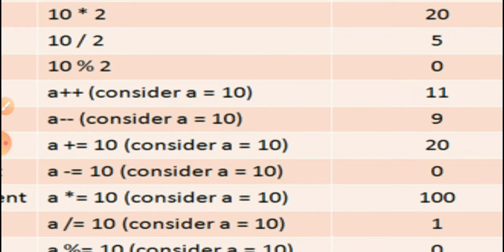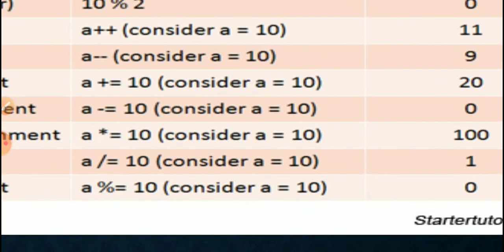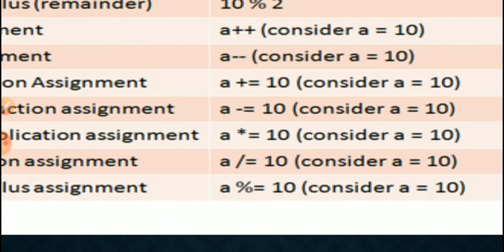That is a equal to a minus 10. Already a is 10, so 10 minus 10 becomes 0. See another example, that is multiplication assignment. A equal to a into 10. That means a value is 10, so 10 into 10 equal to 100.